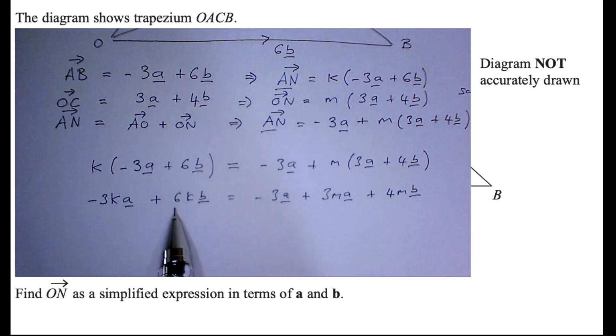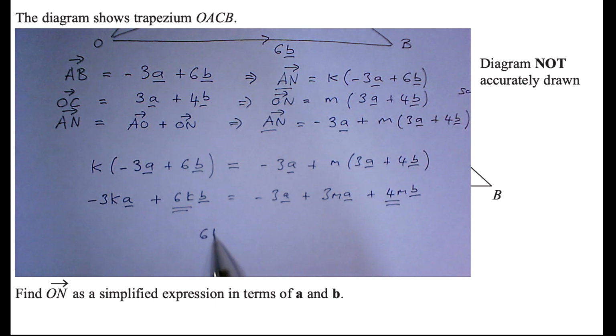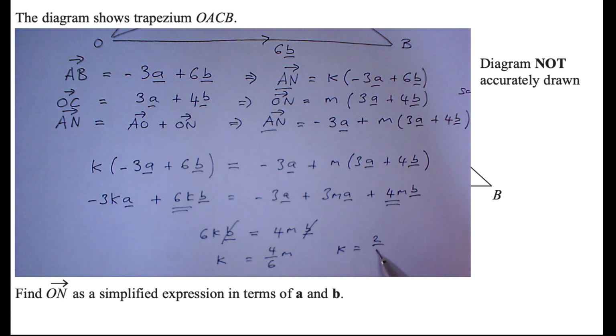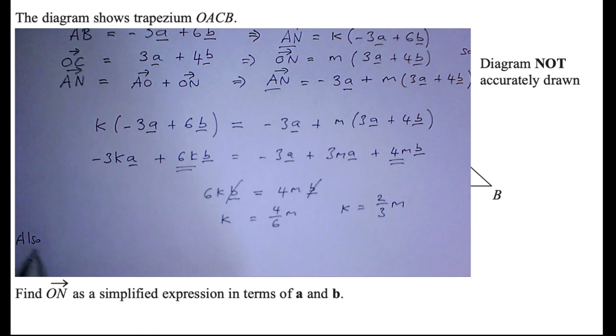Okay. Now, 6kb must be the same thing as 4mb, because that's the b direction vector. They must be the same because you're going from A to N. So I can cancel the b's and say that k, therefore, is equal to 4/6 of m. And of course 4/6 of m is the same thing as 2/3 of m, isn't it? So I've got my first equation, which I should label with a star or an asterisk. Now next we're going to compare what's in front of the a's.